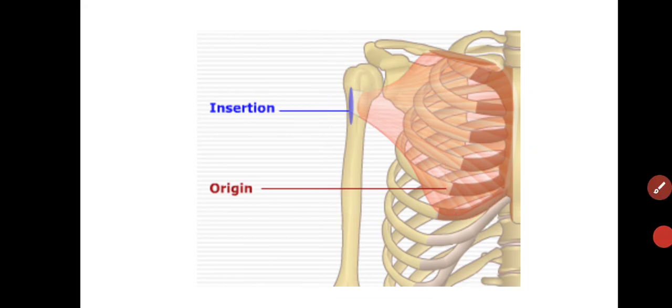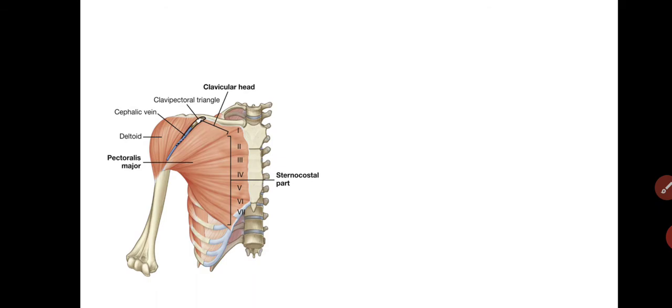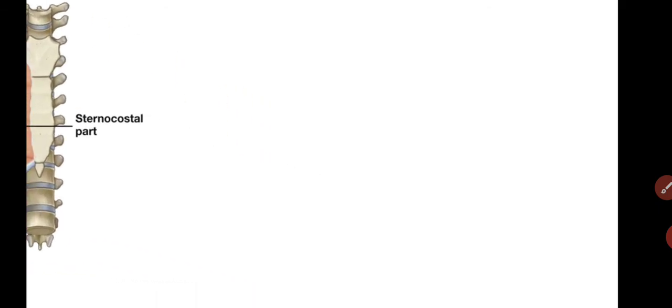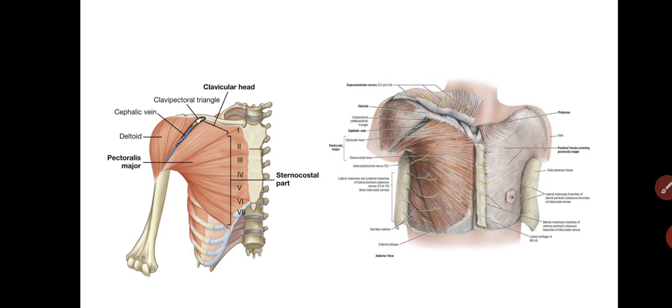Now the nerve supply: it is supplied by the medial and lateral pectoral nerves. So this is the pectoralis major muscle. And now the action: it causes adduction and medial rotation of the upper limb. The clavicular head causes flexion of the shoulder joint, and the sternocostal head causes extension against resistance of the shoulder joint.